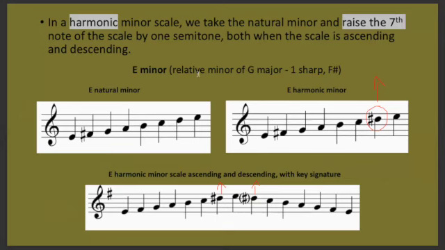This is the relative minor of G major. G major has 1 sharp, F sharp. So I'm going to play you the E natural minor and then show you the difference between the natural minor and the harmonic minor. So really listen out for that raised 7th there. This is the natural minor first. And this is the harmonic minor.